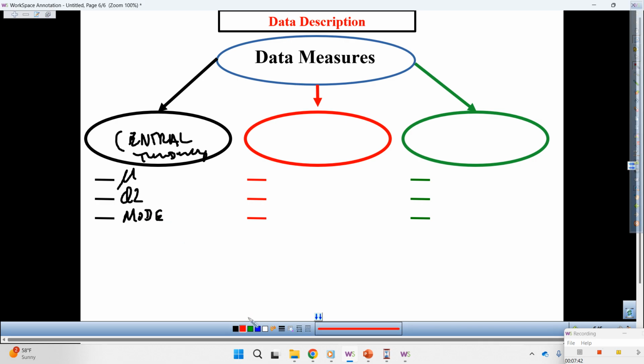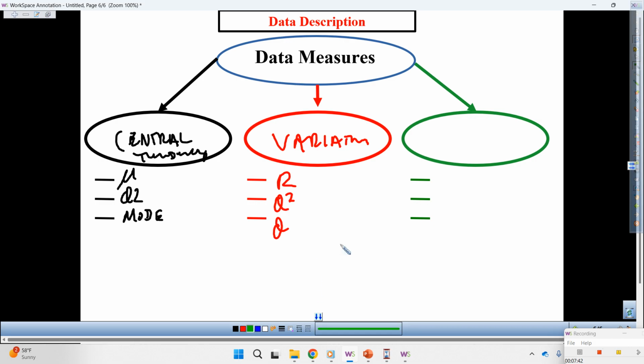All right, how about the next set? Let's go with Lulu. What are the next set of measures? Variation: range, variance, and standard deviation. Let's go.